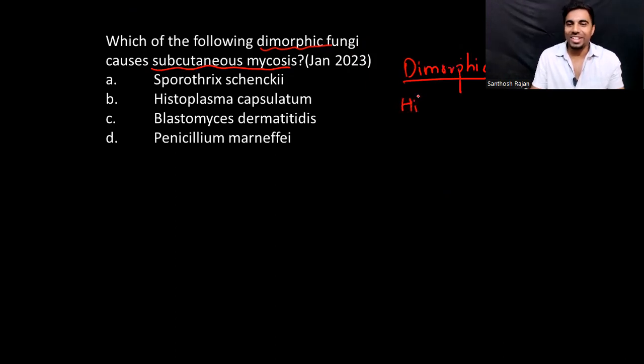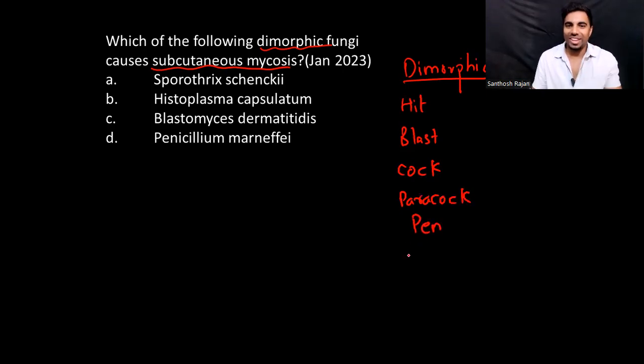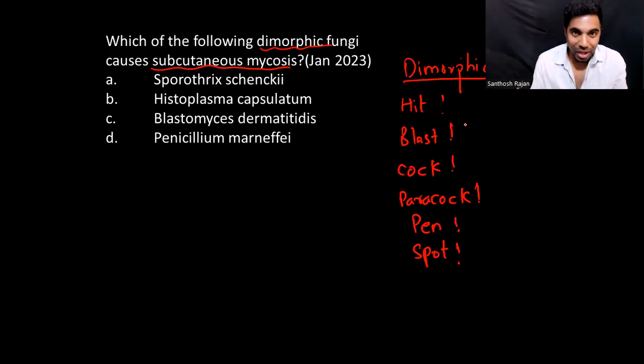Histoplasma, Blastomyces, Coccidioides, Paracoccidioides, Penicillium marneffei, and finally Sporothrix schenckii. All the dangerous things. Now, all of these dimorphic fungi cause systemic manifestations. Usually pulmonary infection is common for all of them. But one is not like that. Which one causes subcutaneous mycosis?